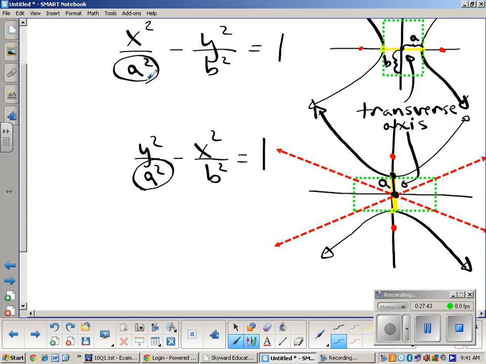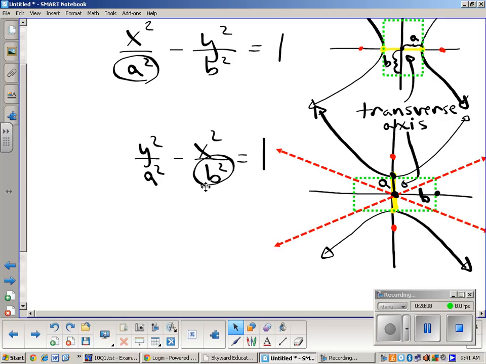All right. So the distance from the center to the edge of the box over here now is B, because the B is the one underneath the x squared this time. Okay?